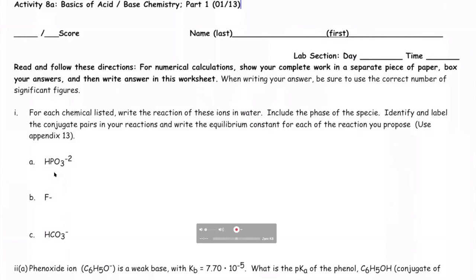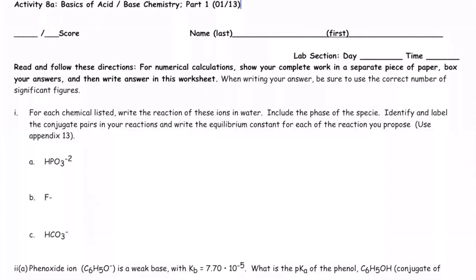Anyway, the question here is: include the phase, and for each chemical, write the reaction of these ions in water. So what happens when you take this particular chemical and put it in water? What is the reaction? This chemical can either attach another hydrogen or lose that hydrogen. Include the phase of the reaction, identify and label the conjugate pairs in your reaction, and write the equilibrium constant for each reaction.